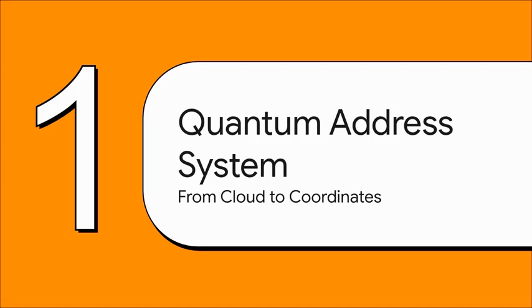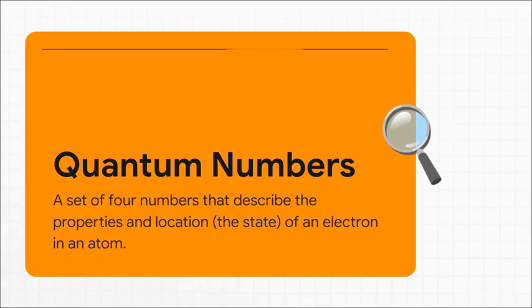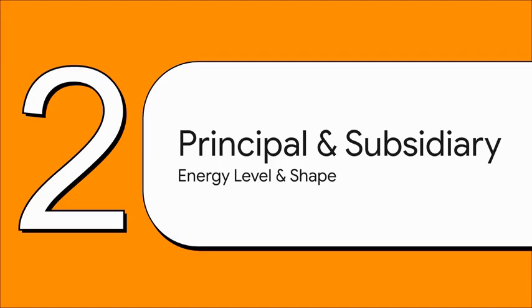Instead of simple x, y, z coordinates that we're used to, we use a specialized set of 4 quantum numbers to describe the precise state of any given electron. And here they are in all their glory, the quantum numbers. Together, these 4 numbers create that complete 4-part address. They describe an electron's energy, the shape of its orbital, its orientation in space, and even its own unique properties. All right, let's start building this address.